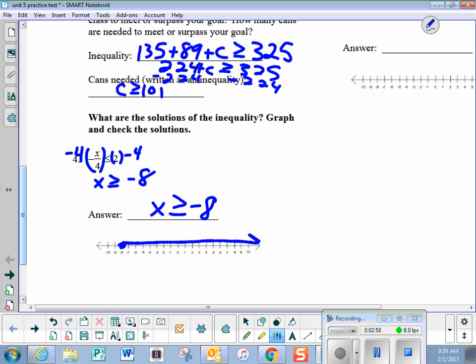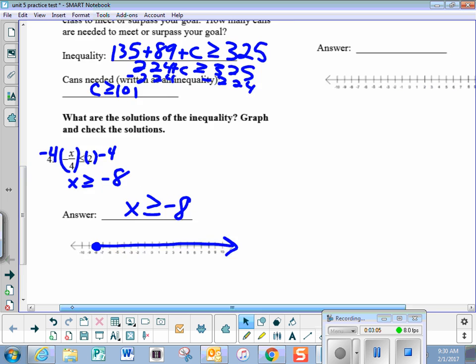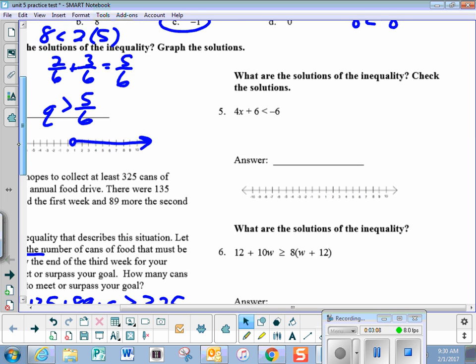So you're exactly right. It should be greater than or equal to. And we want that right on the line there. Okay. So far, so good. Number 5.